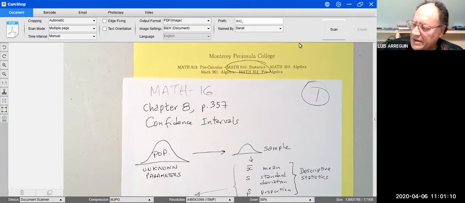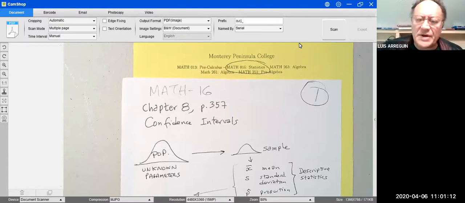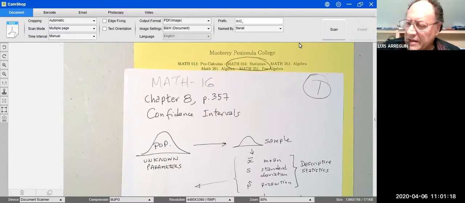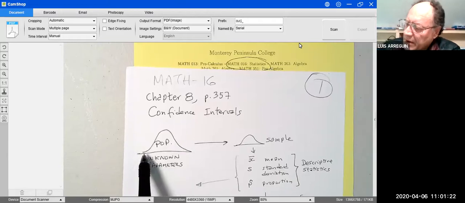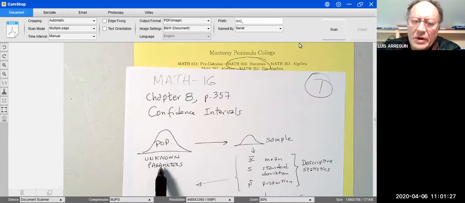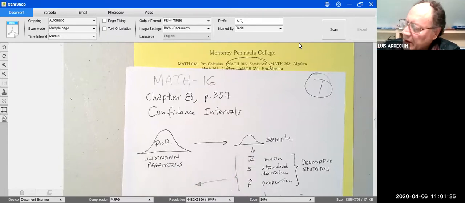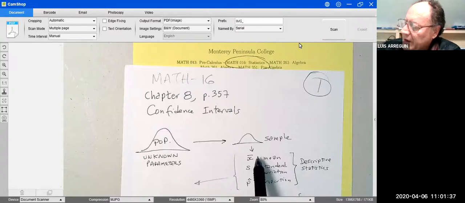Today we're going to start chapter 8, which is on page 357, and this is about confidence intervals. The purpose of studying statistics is because we want to know about the population. So we have a population, and there are some numbers, the parameters, that we want to know about. To know about these parameters, we're going to collect a sample, and with that sample, we're going to be able to compute some numbers.